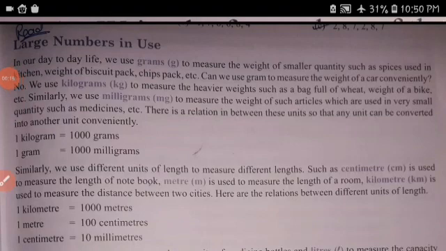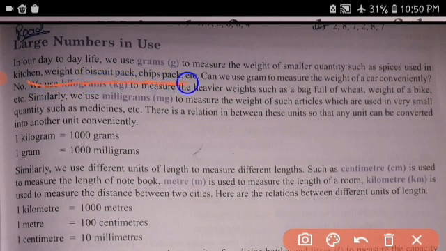Large numbers in use. In our day-to-day life, we use gram to measure the weight of smaller quantities, such as spices used in the kitchen, the weight of a biscuit pack, chips, etc. We use kilogram to measure heavier weights, such as the weight of a car or a bike.